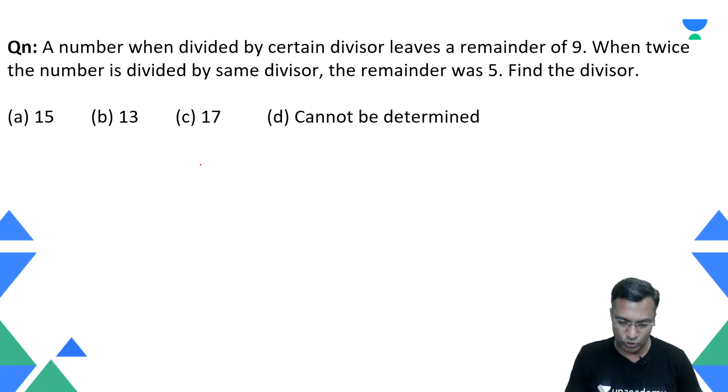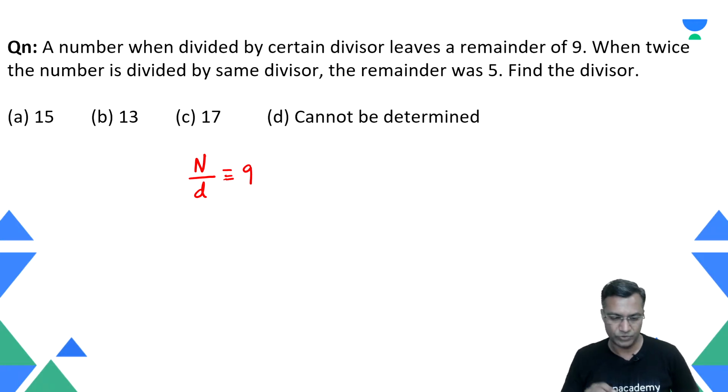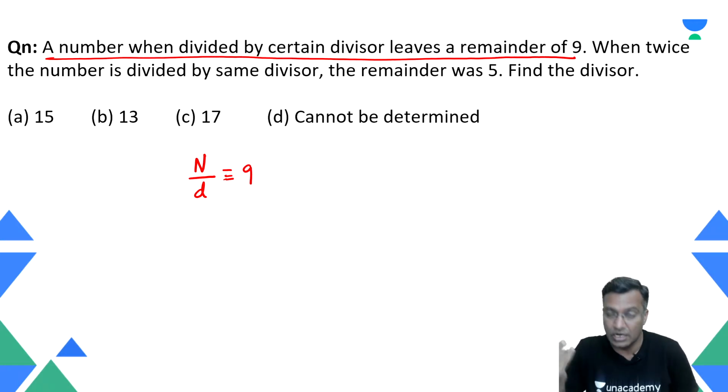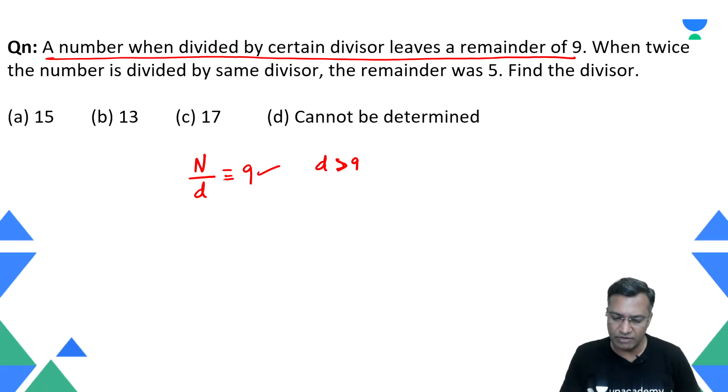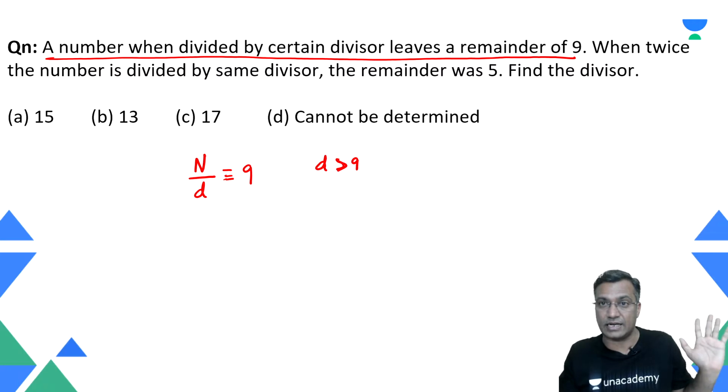Let's take a look at this. How do you write this? I'm writing in the modern form, because I already gave 3 points there. A number when divided by a divisor leaves 9 as the remainder. That's the first statement. Do I know the number? No. Do I know the divisor? Of course not. What is the remainder? 9. All I know is that the divisor is greater than 9. Because if the remainder is 9, the divisor has to naturally be greater than 9. There is no choice. It can be 10, 11, 12, 13, whatsoever it could be.